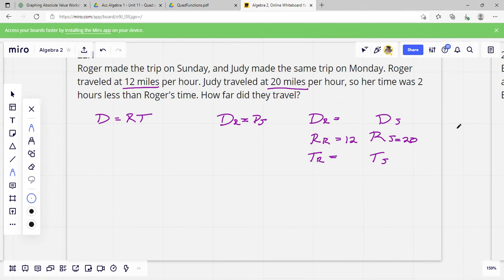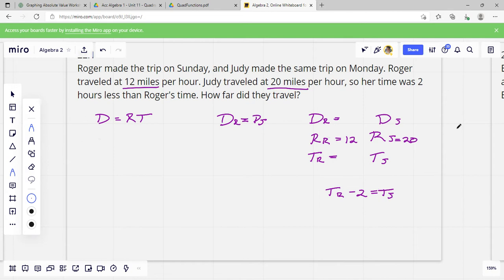So her time was 2 hours less than Roger's time. So we could say the time of Roger minus 2 equals the time of Judy, right? Let's see, so her time was 2 hours less than Roger's time, right? So Roger took 2 hours longer than her. So if we subtract 2 hours off of Roger, we get the time of Judy.